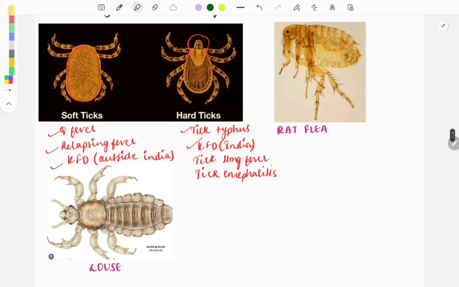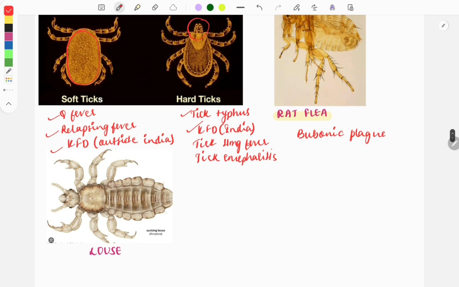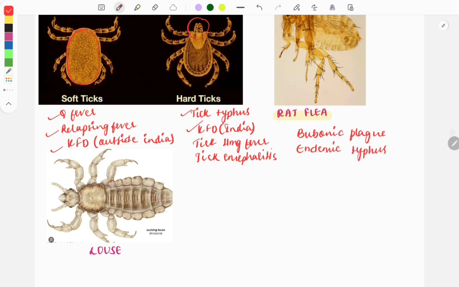And the next image is of a rat flea, and a very famous question asked in relation to this is the bubonic plague. So it acts as a vector for causing the bubonic plague, and another very important disorder which is caused by the rat flea is the endemic typhus. So you should be able to differentiate between the endemic typhus, the tick typhus, and the epidemic typhus, because these are a little bit confusing. But if you look at these terms two or three times, then you'll be easily able to solve the question.